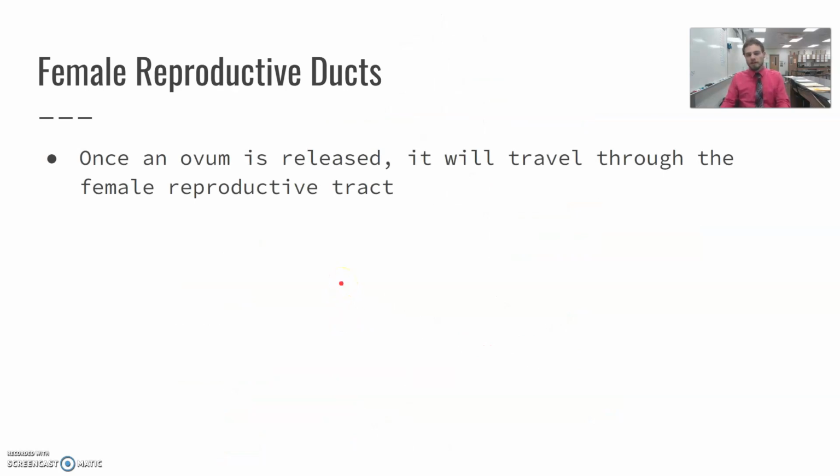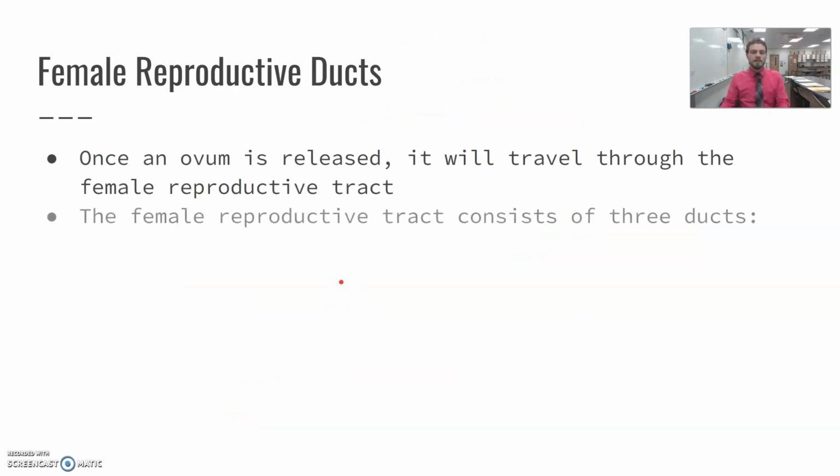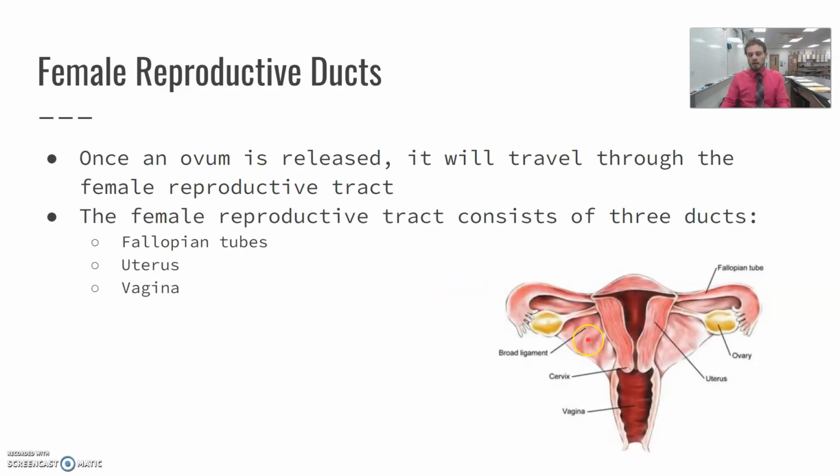So once an ovum is released, it's going to be traveling through the rest of the female reproductive tract, which is comprised of 3 ducts: the fallopian tubes, the uterus, and the vagina. So as you can see here, starting with the ovary, we're going to be traveling through these fallopian tubes until we get to the uterus, and then if no fertilization or implantation occurs, it will exit out through the vagina.